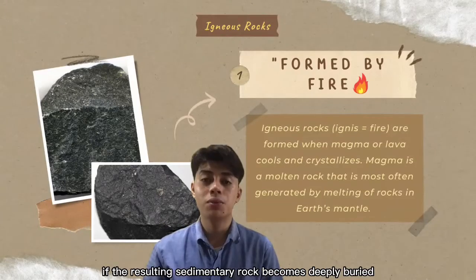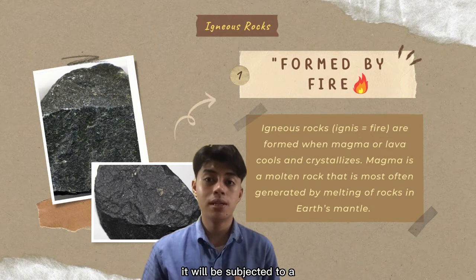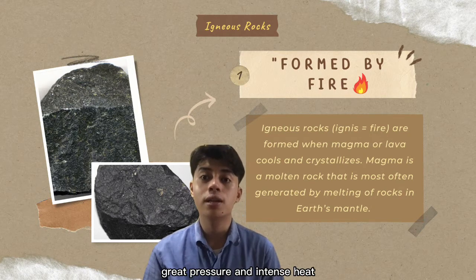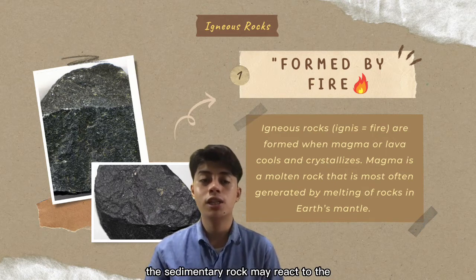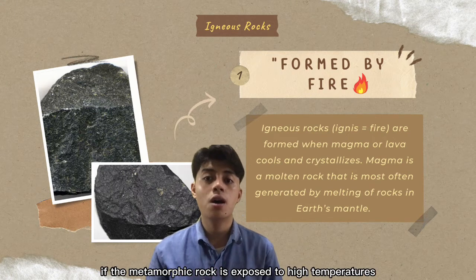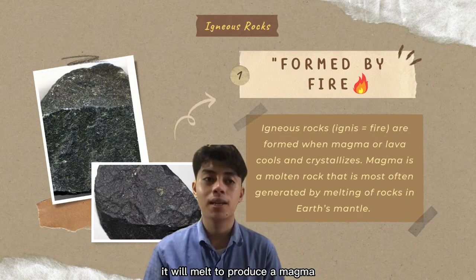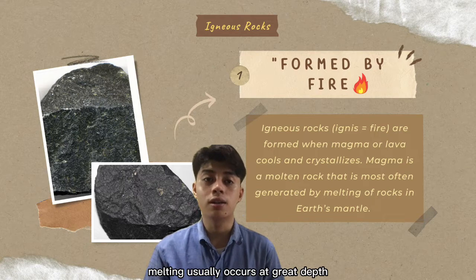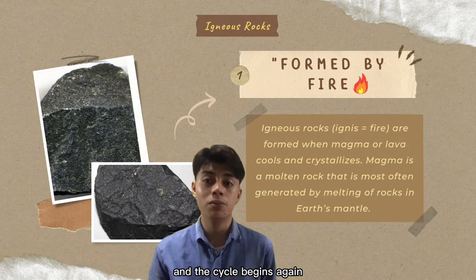If the resulting sedimentary rock becomes deeply buried or is involved in the dynamics of mountain building, it will be subjected to great pressure and intense heat. The sedimentary rock may react to the changing environment by turning into metamorphic rock. If the metamorphic rock is exposed to high temperatures, it will melt to produce magma. Melting usually occurs at great depth, in the lower crust or the mantle, and the cycle begins again.